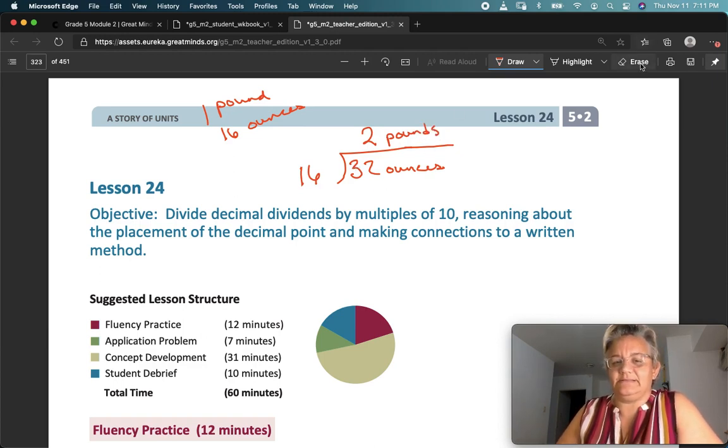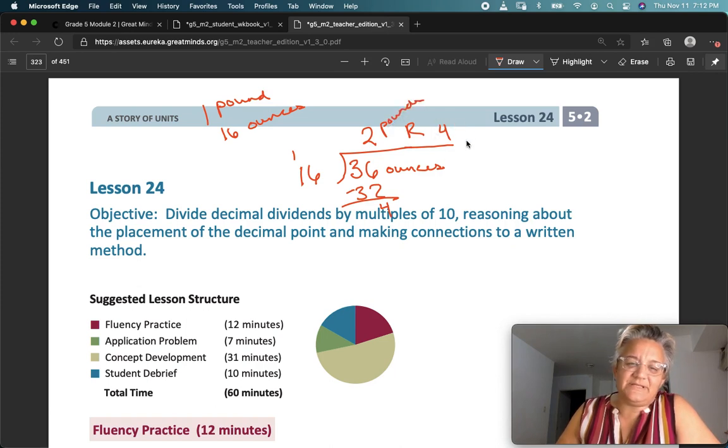Now what happens when I have a number like 36, okay? Well, now I have leftover. So 2 times 6 is 12, carry the 1. 2 times 1 is 2, plus 1 is 3. And now my leftover, my remainder, is 4. But these are 2 pounds. But was I able to convert these 4? Because they don't go evenly, so they stay as ounces. Right? They stay as ounces.